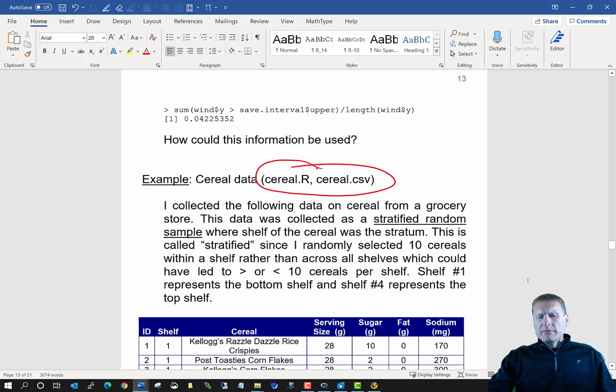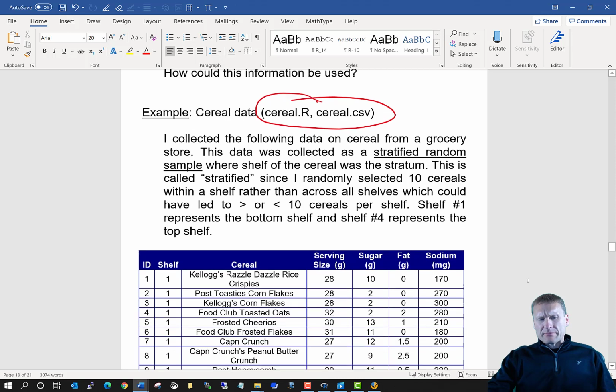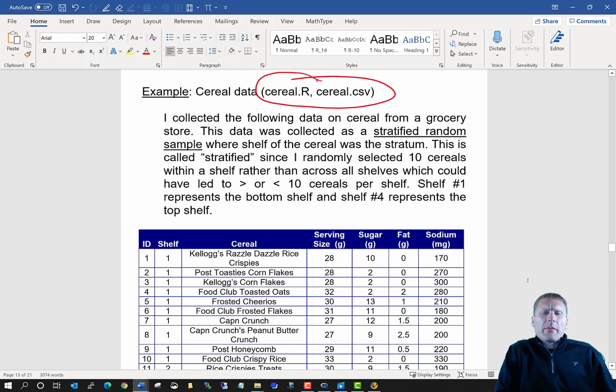So, with respect to this cereal data, I've always been curious about how grocery stores decide to do shelf placement for their corresponding cereal boxes. Why is one type of cereal typically found maybe on a bottom shelf, while another type of cereal is typically found on a top shelf?